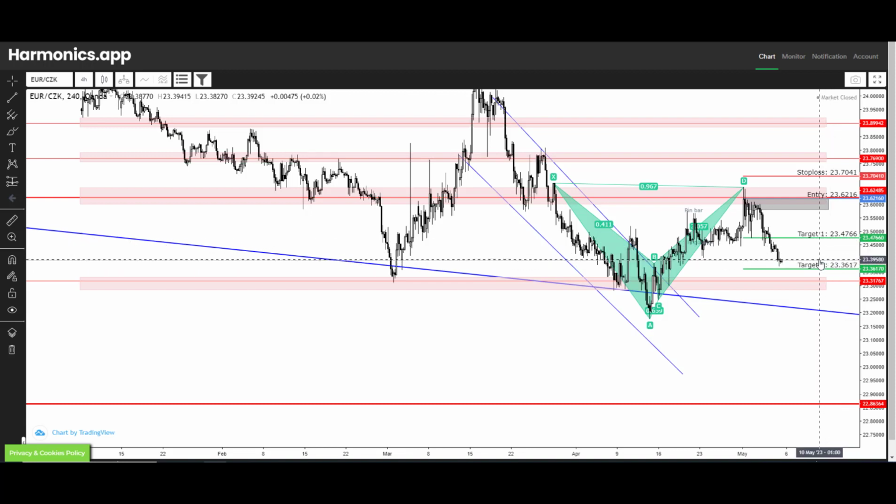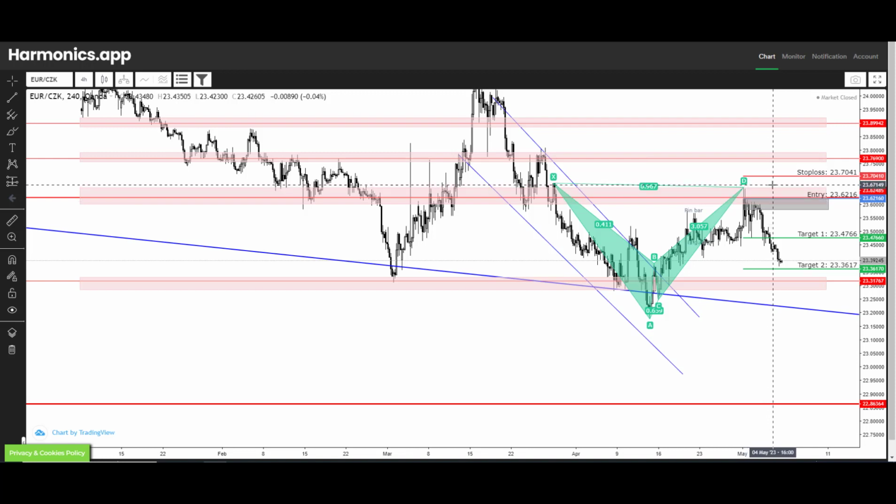So based on the previous analysis, I mentioned that the stop loss, which was around 23.60, would be better above the supply zone. It was a great decision to move the stop loss, and you can see that the new bat pattern has been formed right here where these good entry signals are, and this bat pattern has reached target 1 and is close to target 2.